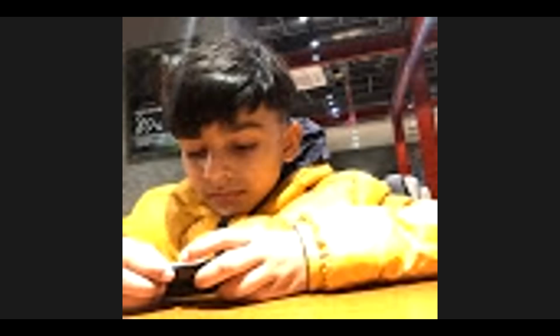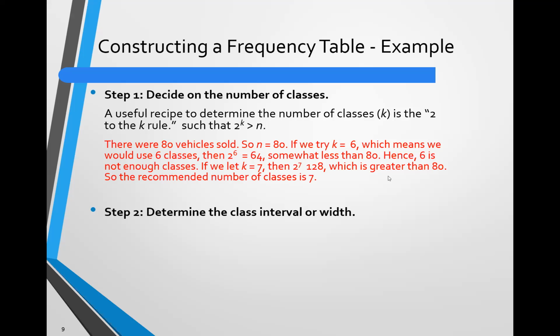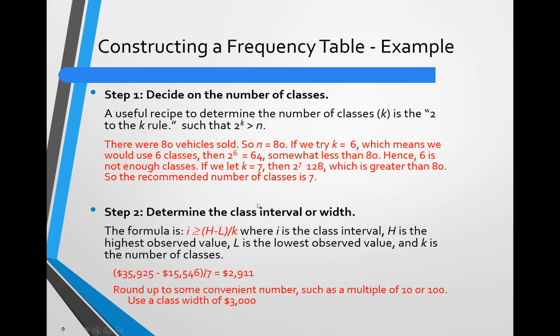7 is our number of classes. तो हमने ग्रुप डिसाइड कर लिए. We have to divide this data into 7 groups. Number 2 is to determine the class interval or width.